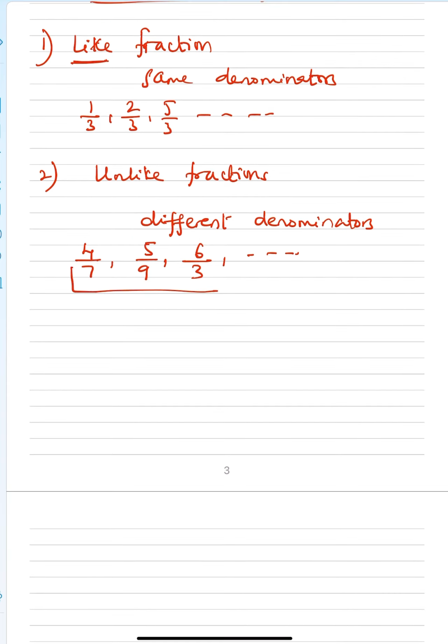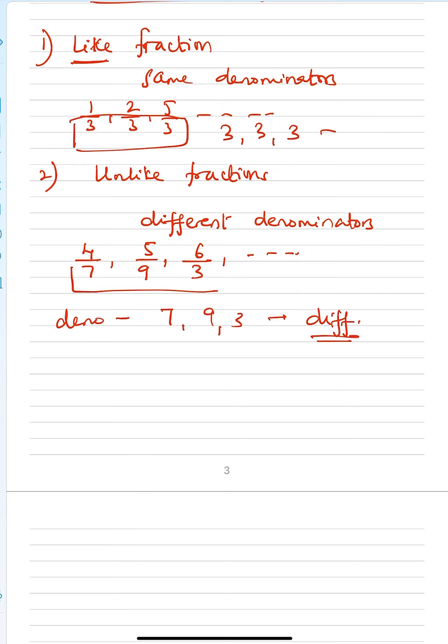Okay, see these denominators. Which are the denominators here? 7, 9, 3, and they are different. So it is called unlike fractions. And over here, the denominators are 3, 3, 3. They are same. So they are like fractions.